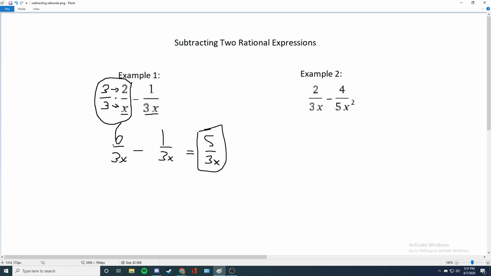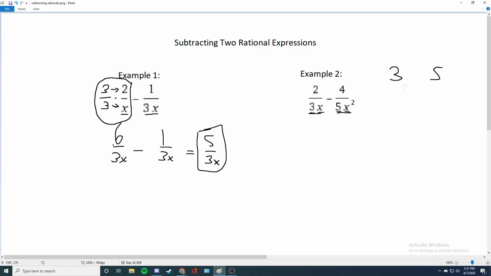So moving into example 2, once again, we have to compare the denominators. So we've got 3x and 5x squared. So when we come across something like this, what I like to do is I'll compare the numbers to each other, and I'll compare the variables to each other separately. So for the left term, we have a 3, and for the right term we have a 5. So if we want to find the least common denominator between these two, we'll just follow the same processes that we have in the previous sections.